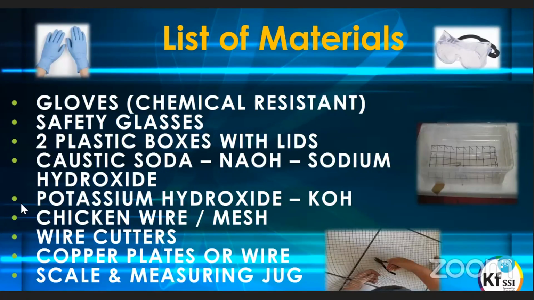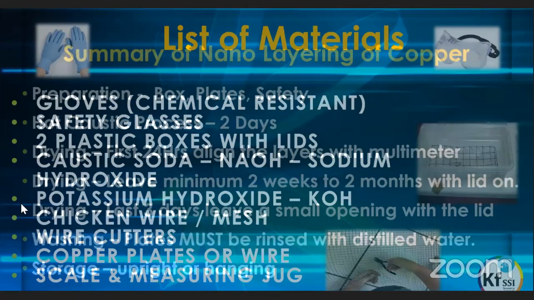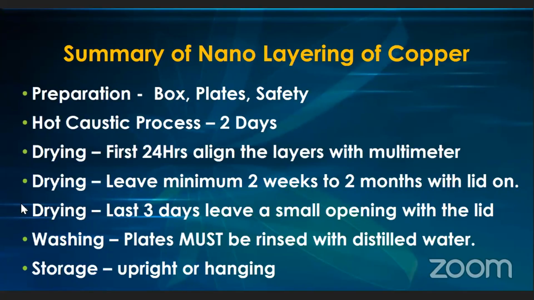So as a summary, you've got to be prepared and have everything organized, and safety is very, very paramount. So your hot caustic process is essentially 2 days, and then your drying. If you want to, do your first 24 hours to align the layers with the multimeter, and as Sandor says, depending on what you're wanting to do, you can carry on with that aligning with the multimeter. You leave for a minimum 2 weeks to 2 months with the lid on, and it's only in your last 3 days where you'll have a small opening with the lid to change that transition of the environment. And your plates must be rinsed with the distilled water.